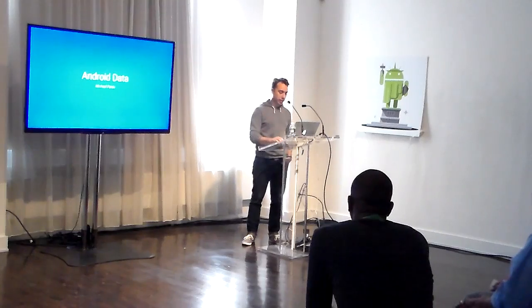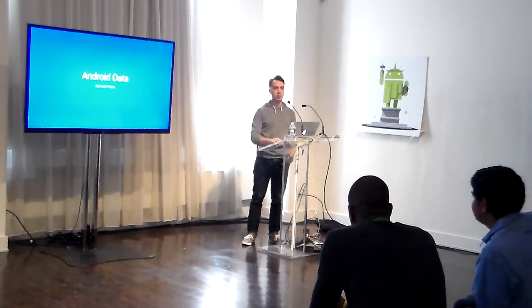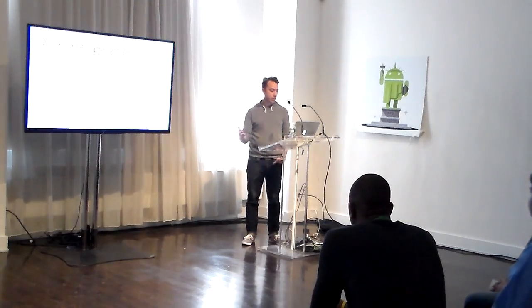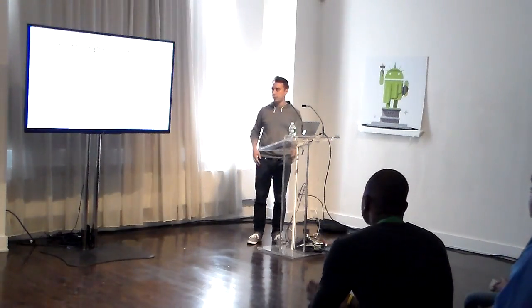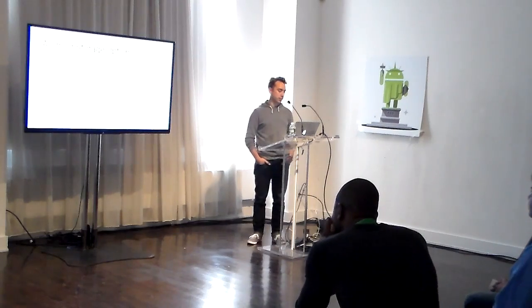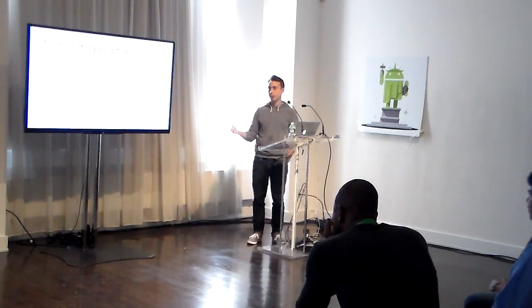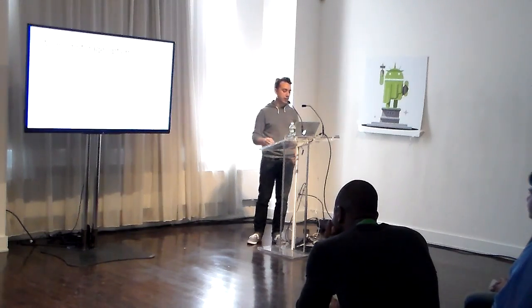So today we're going to talk about Android data. There are different storage types and options you have. These are the ones that come with the Android OS: shared preferences, the file system, and SQL. We'll talk about those. This will be good for newer developers to get an overview of these.